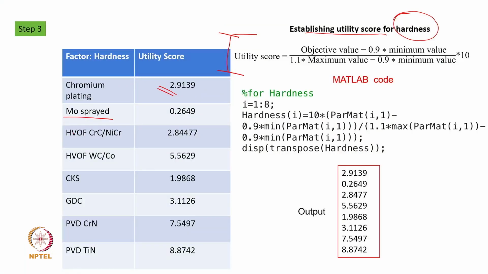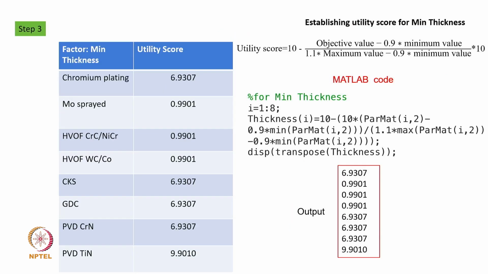Coming to the other coatings, the highest number in this case comes around PVD titanium nitride, which has a very high hardness. This can be calculated with the formula incorporated here. We require a high hardness, that is why we are using this complete formula, not subtracting it from 10. However, if we want anything on the minimum or lower side, then we will be subtracting from 10. So, this is the output we are getting, the utility score output, particularly for hardness. Same utility score for the minimum thickness.